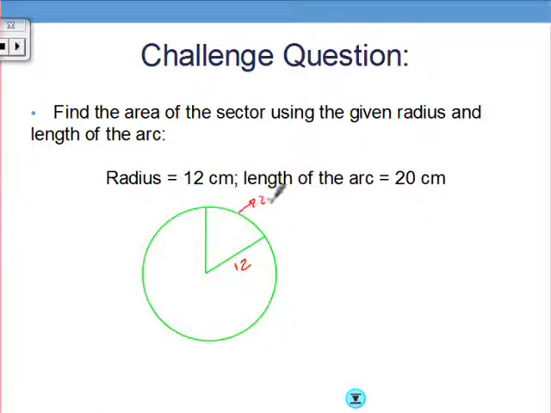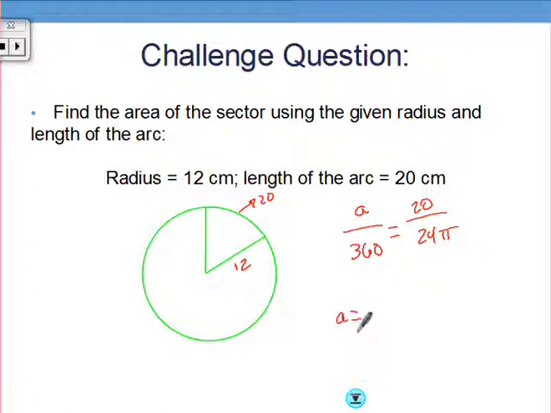Okay, this is 20. So I don't know the degrees in this case. I don't know the angle. I know it's angle over 360 equals, and here the arc length is 20 over the circumference. I'm going to find the circumference first because I don't have enough information to find the area yet. Okay, the circumference of this would be 24 pi. So I'm looking for the angle first.